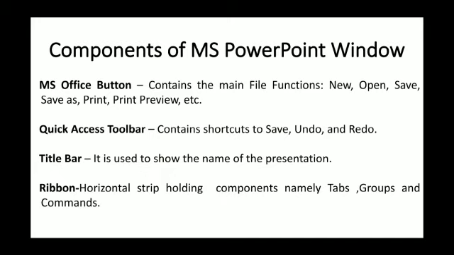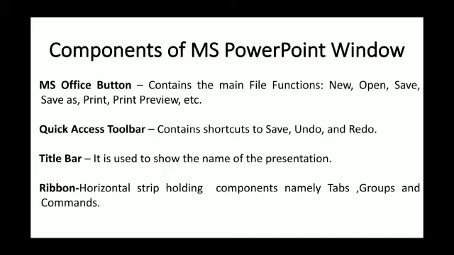A similar MS Office button is there. New means you can create a new file. Open means you can open an existing PowerPoint file. Save, you can save the PowerPoint presentation. Save as, if you want to give a different name for the created file, or if you want to create a copy of a file, you can go for save as. Print, you can print the presentation slides. Print preview, you can view the slides before taking a printout. Okay, these options you are getting in the MS Office button.